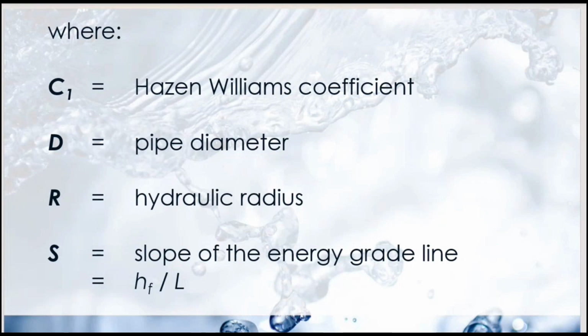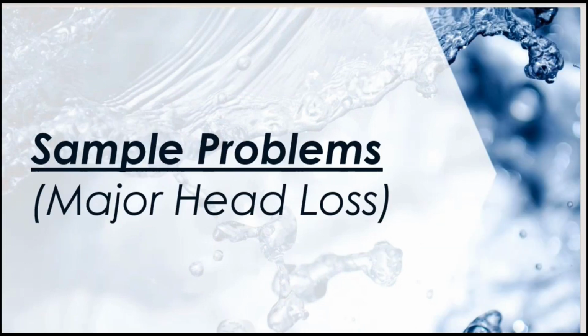So before we jump into problem solving, let's have a quick recap on the major head losses. Major head losses could be computed using three formulas. We have the Manning formula, the Darcy-Weisbach formula, and the last one is the Hazen-Williams formula. All of them lead to values of the head loss, but they have different coefficient and constant values to be considered.